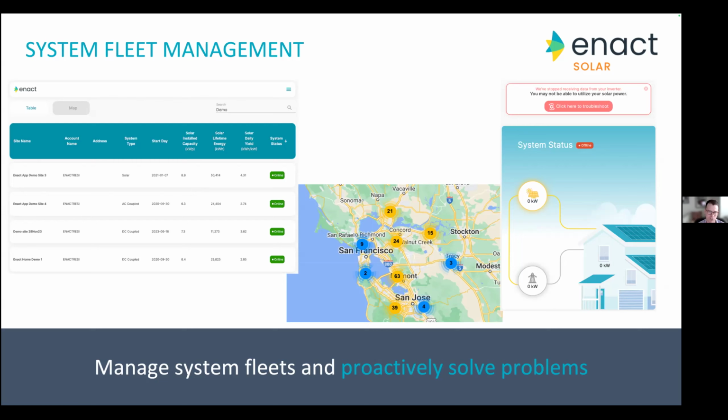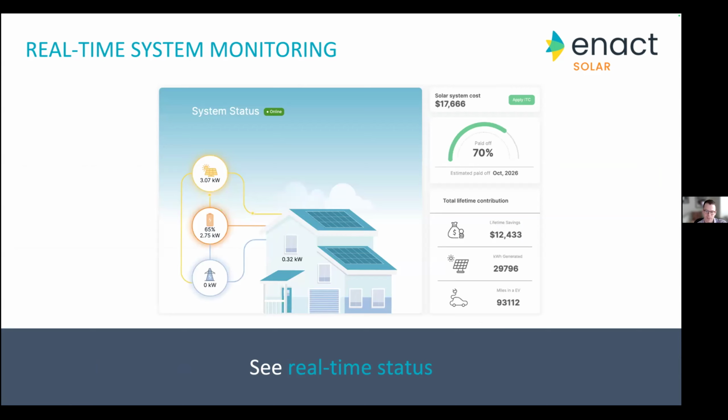Obviously, it's great to have an eye on this before customers ask you, or if a customer does happen to notice first, it's very easy to pull up this view and get a good understanding of what's going on. The second is the real-time monitoring. This is part of the Enact Home app, which we'll also see in a second. This is a web and an iOS and Android application that's available in the App Store that your customers can use.